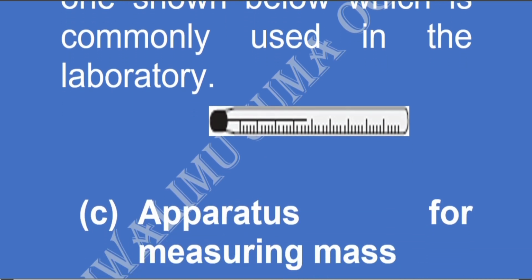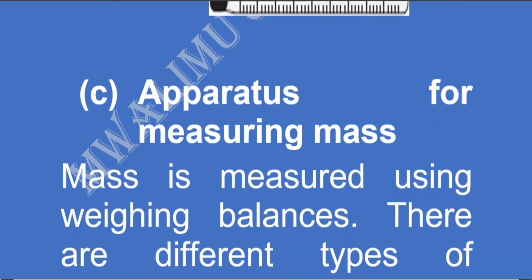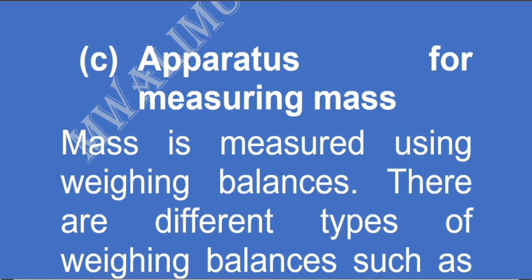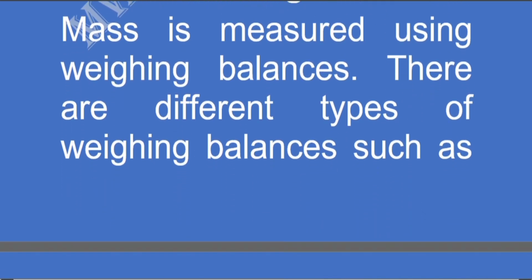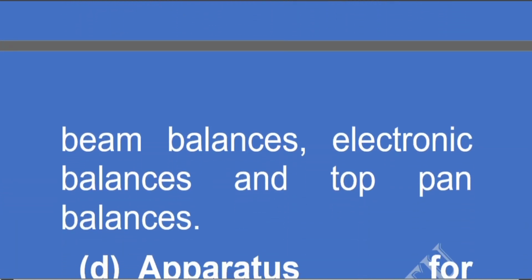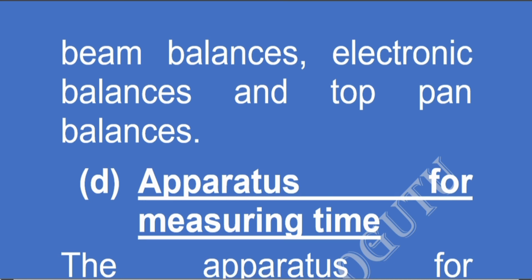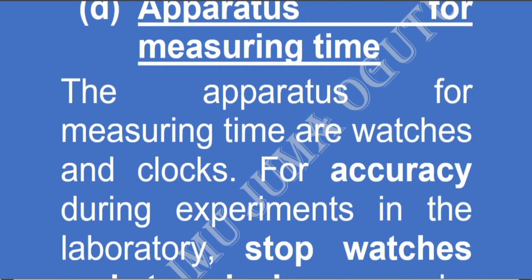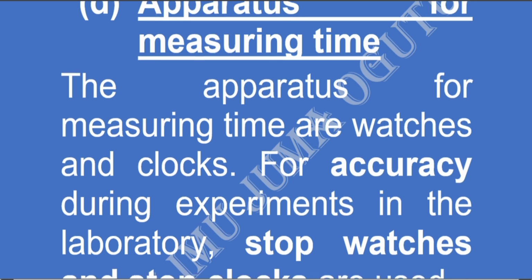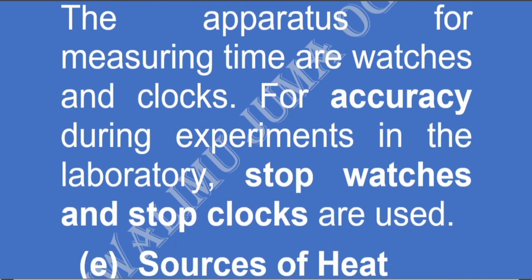Then you have apparatus for measuring mass. Mass is measured using weighing balances. There are different types of weighing balances, such as beam balances, electronic balances, and top pan balances. Then you have apparatus for measuring time. The apparatus for measuring time are watches and clocks. Now, for accuracy during experiments in the laboratory, stopwatches and stop clocks are used. So remember, in the laboratory you want to know the duration that the reaction has taken. We will use either a stopwatch or a stop clock.